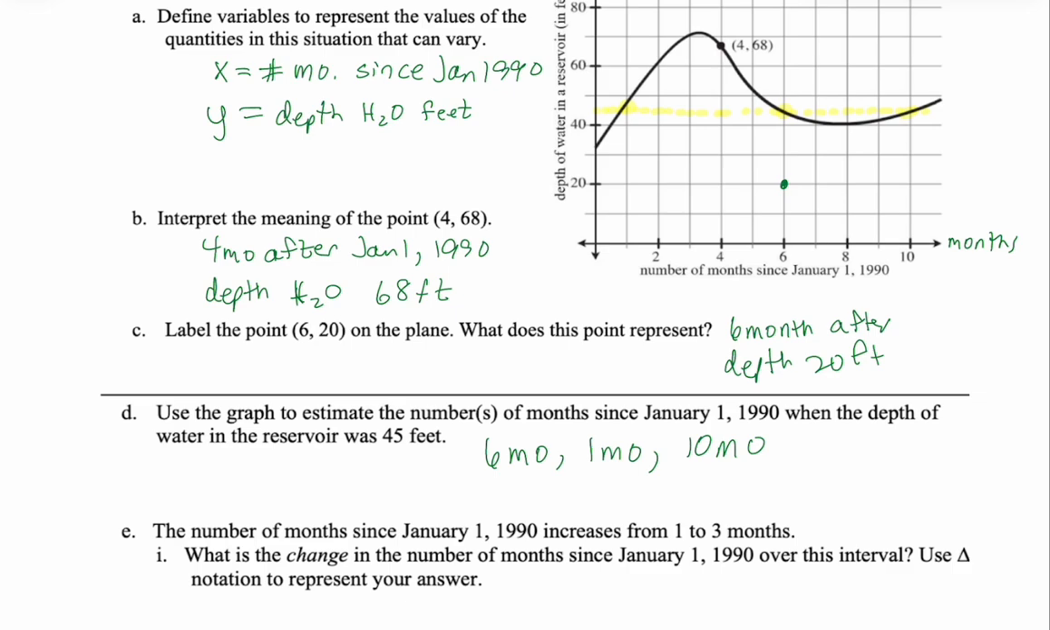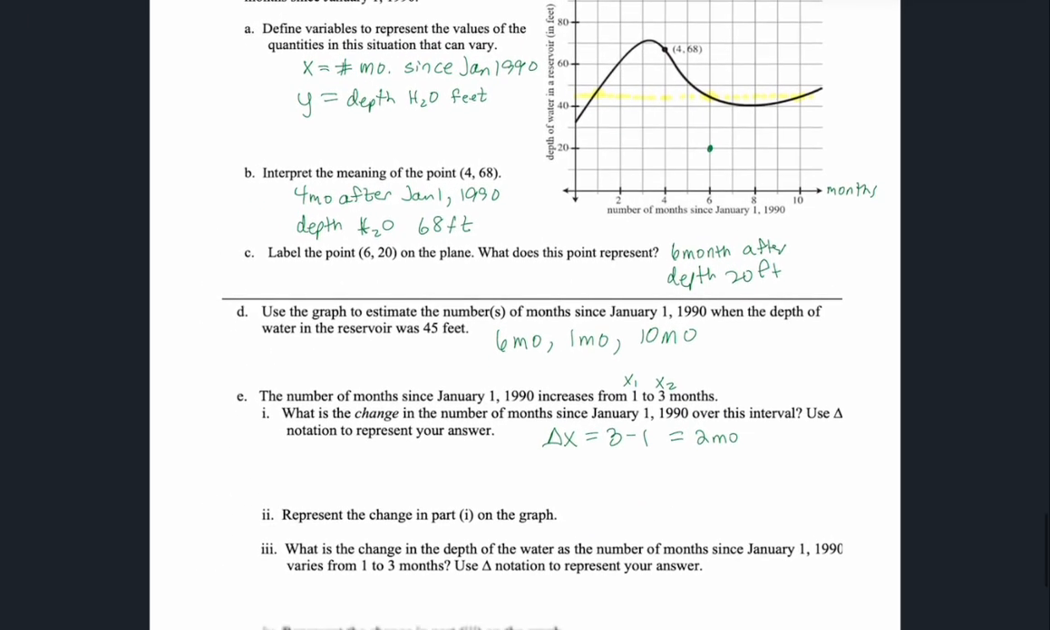Now, E says, the number of months since January 1st, 1990 increases from 1 to 3. What is the change in the number of months on this interval? Use the delta notation. So if we say that's an X, that would be a delta X. X1 is 1, X2 is 3. You've got to do 3 minus 1, and so it's 2 months. So delta X is, it changed in 2 months.